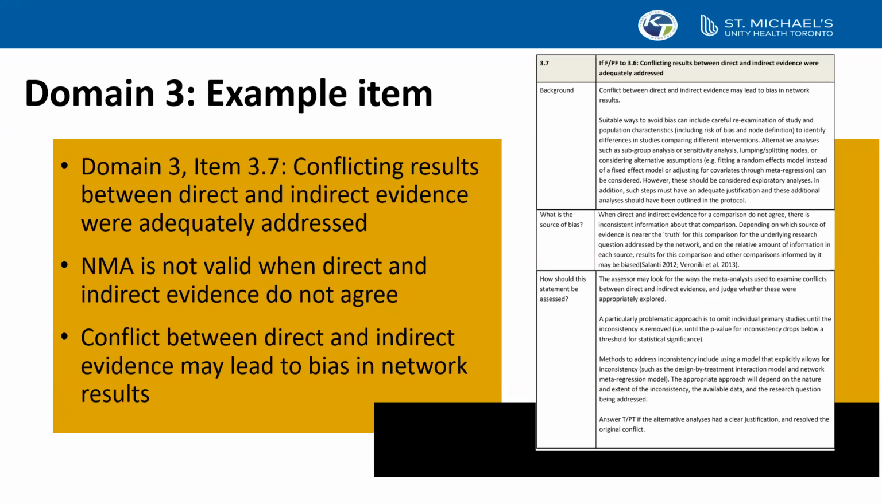The one that I chose was item 3.7: conflicting results between direct and indirect evidence were adequately addressed by the authors. NMA is not valid when the direct and indirect evidence are not in agreement. Conflict between direct and indirect evidence implies that the fundamental assumption of transitivity in an NMA does not hold.